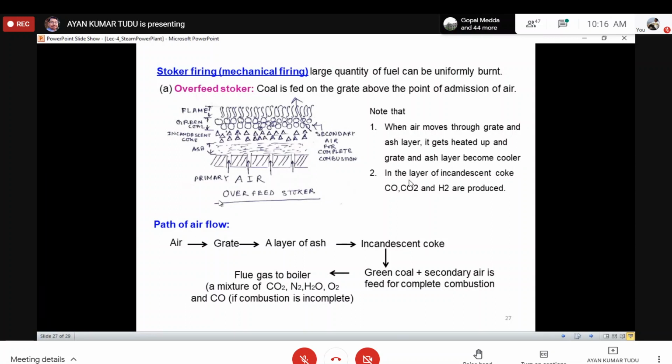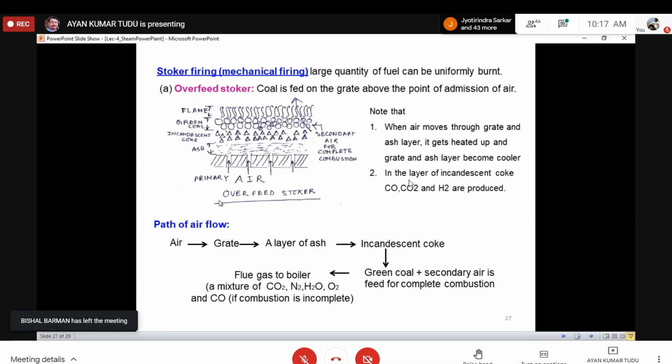Coal is fed on the grate above the admission point of air. Okay. So what is a grate? Grate is the place over which the coal is placed. So first of all, we have the grate over which the coal is placed, and from below the grate, air is coming. As you can see, when the air moves through the grate and the ash layer, the air gets heated up, and the grate and the ash layer become cooler.